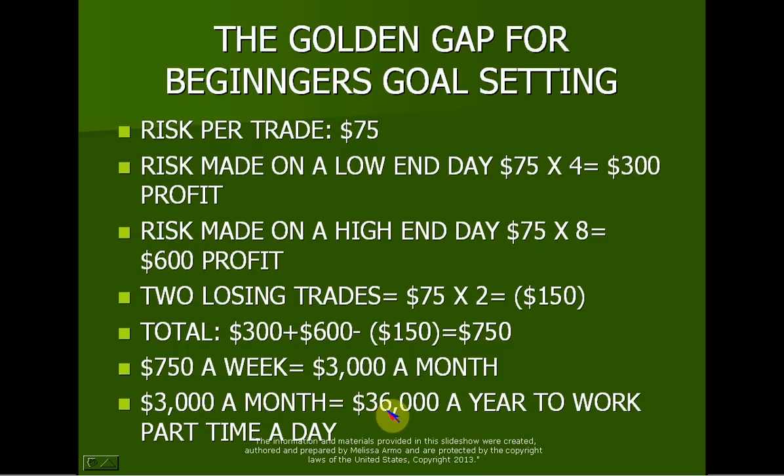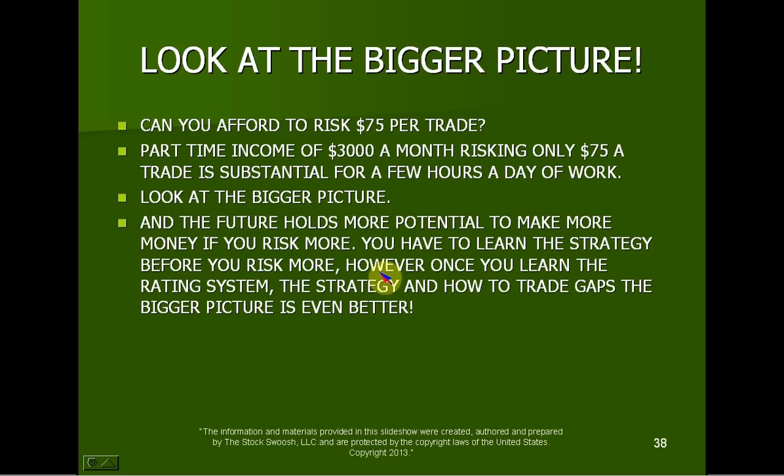And if you can do this and prove you can do this for 6 months, a year, you can increase your risk and do more. And certainly you could do this part-time alongside some other type of job. So it's 100% realistic to start out doing this and get good at it. Of course, you have to get good at it. But even to risk $75 a trade and make $750 a week, it's money. It's 36 grand a year.